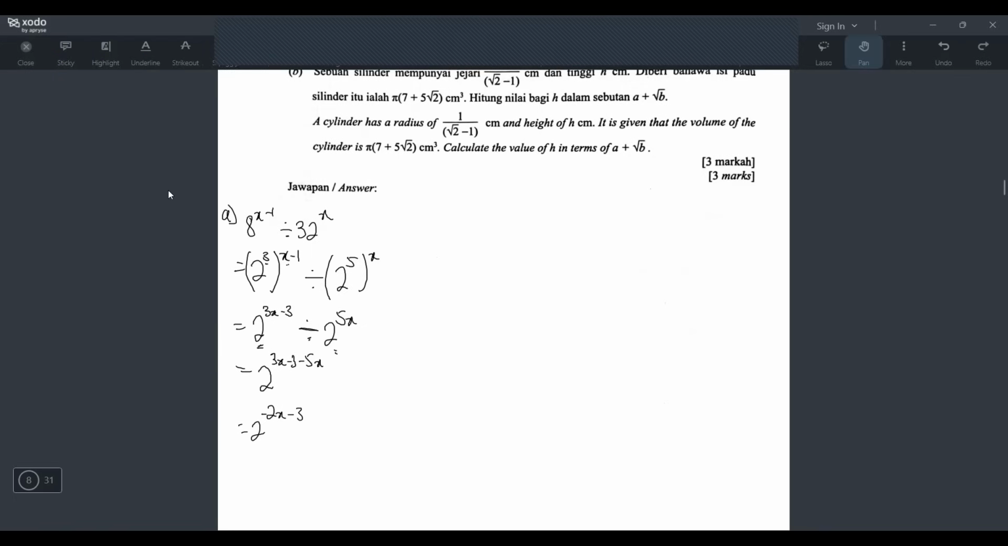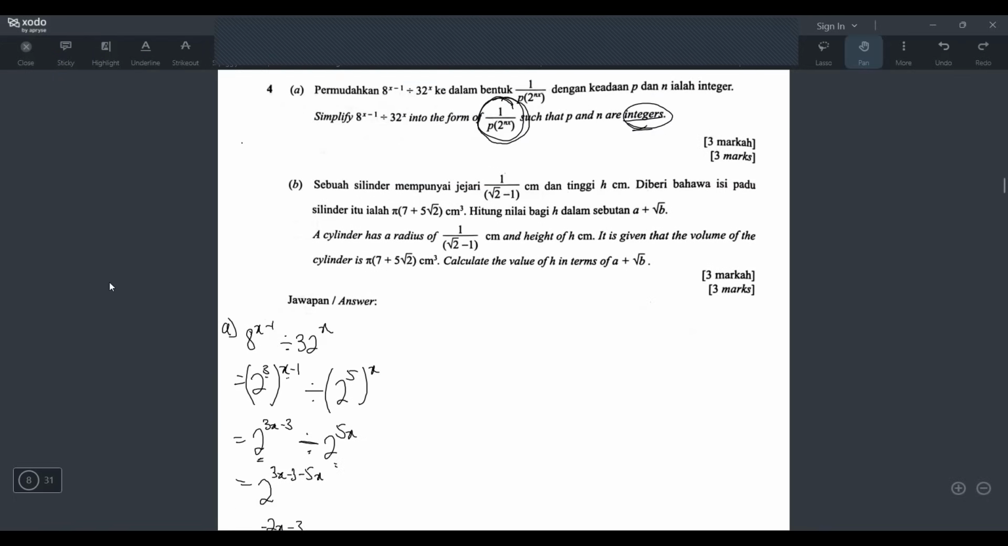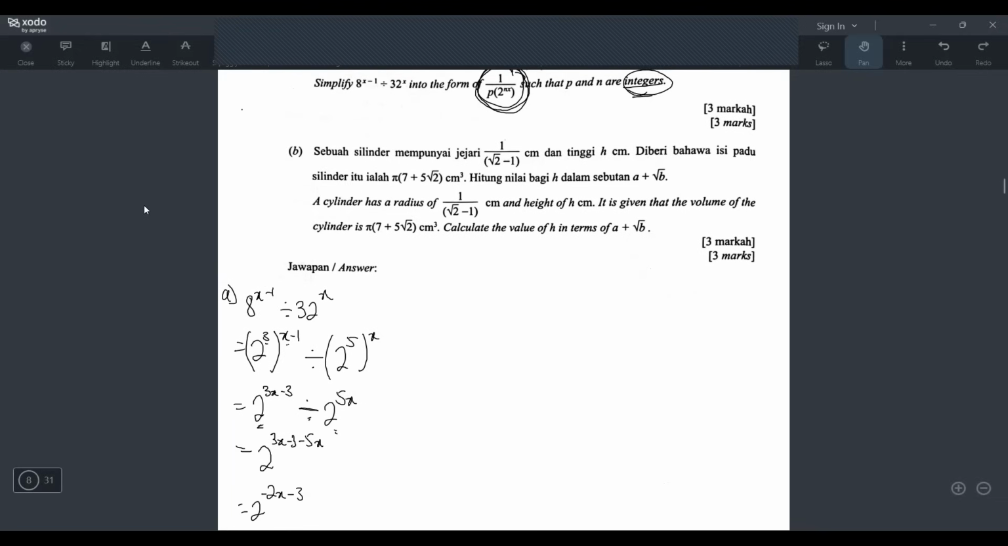But I remember this question, they want me to write my answer in a very specific form. They want me to write like this. So can you tell me how to convert my answer now to this form? So you can see that the 2 power duduk dekat bawah, right? Duduk dekat bawah. This one is like duduk dekat atas. So how can I make it supaya dia duduk bawah?